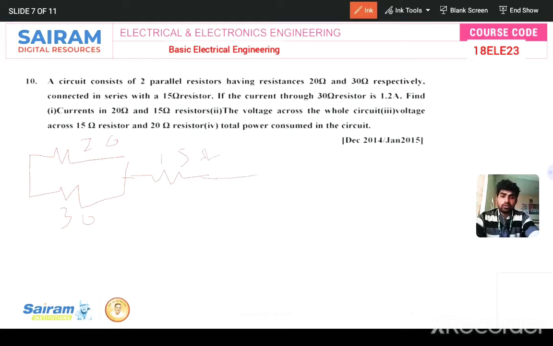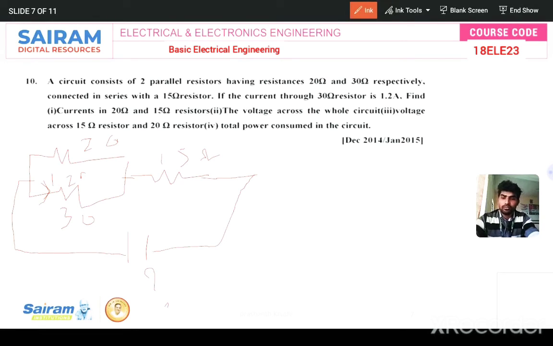So the current through the 30 ohm resistor is 1.2 amps, they have given here 1.2 amps. Don't confuse, it is not 1.2 ohm resistance, that is 1.2 amps current. So find the current in the 20 ohm resistor and the 15 ohm resistor. The voltage across the whole circuit, they have not given, we need to calculate. And the third part: voltage across the 15 ohm resistor and 20 ohm resistor, and total power consumed in this circuit.